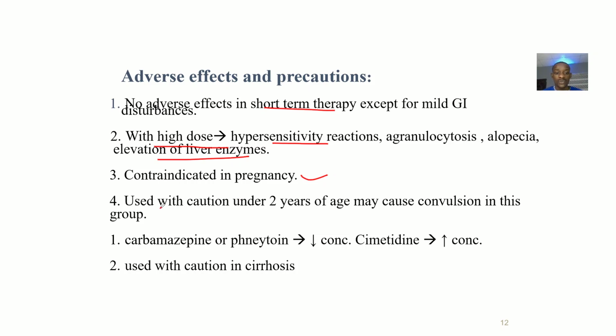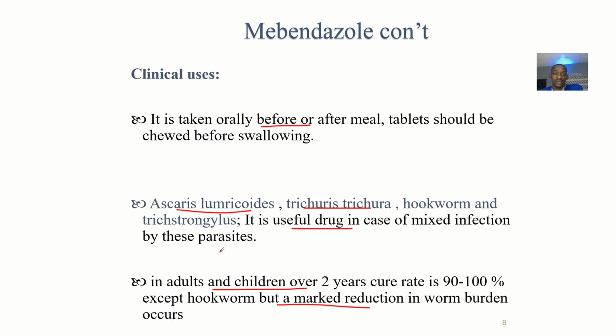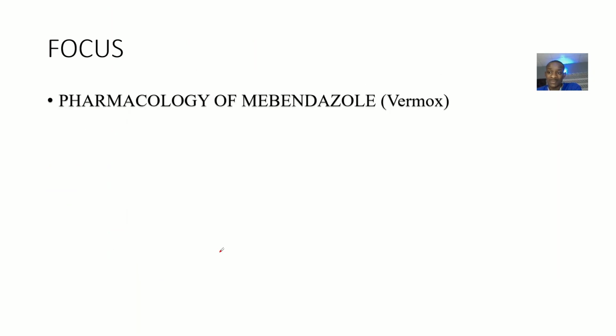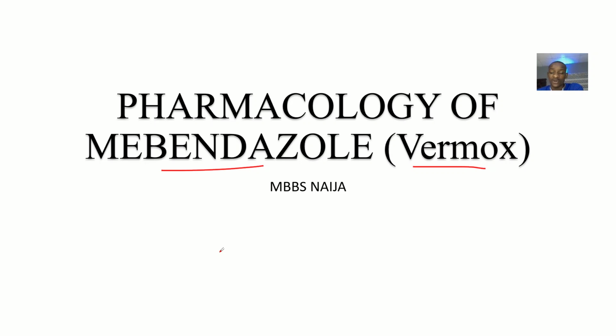Use with caution in children under 2 years of age, because it can result in convulsion. You can combine this drug with carbamazepine or phenytoin for maximum effect. So that's it for the pharmacology of mebendazole, sold under the brand name Vermox, with other brand names though. Vermox is the most popular.